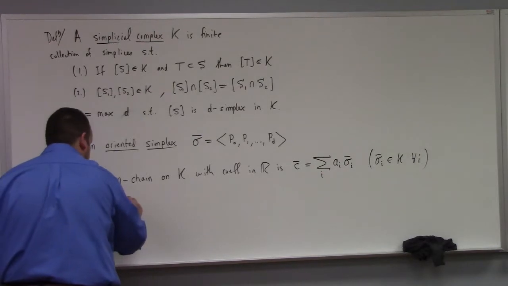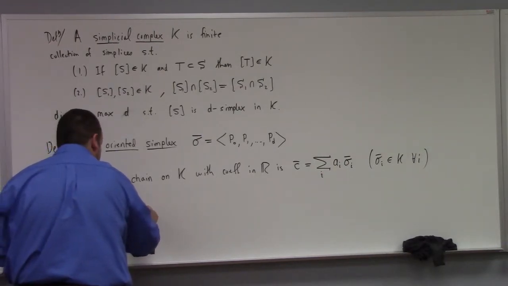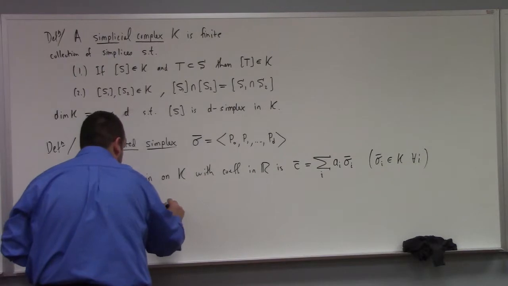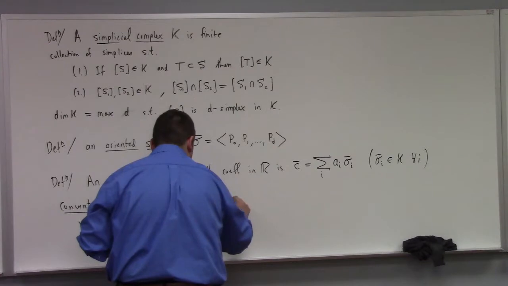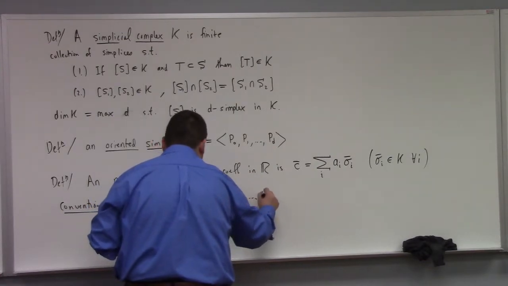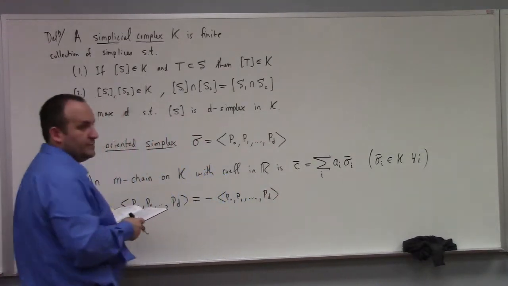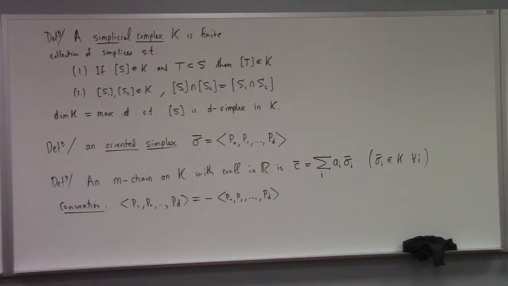So for example, if we were to take the first two vertices and flip them, keep everything else the same, that would be minus. This is the way orientation works. If you take any two vertices and flip them, that induces a minus in this wild world of M chains. All right. The vector space of all M chains on K is denoted C_M(K).